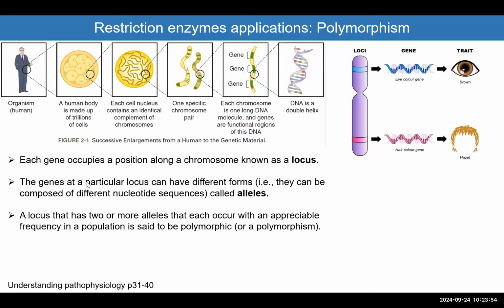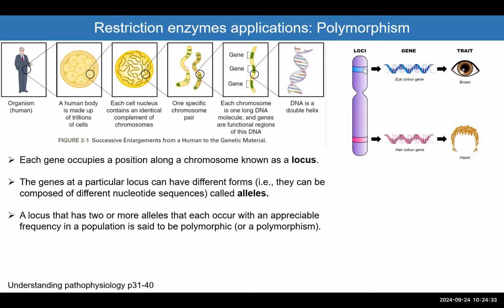However, those genes at a particular locus can have different forms. And you all know that we have different eye colors and different hair colors. Therefore, the difference in the sequences of these genes, the difference in terms of the nucleotides, we call alleles. So the allele for hazel is not the same as the allele for black or blonde. And the same here for black or brown. So the sequence of the gene is different.